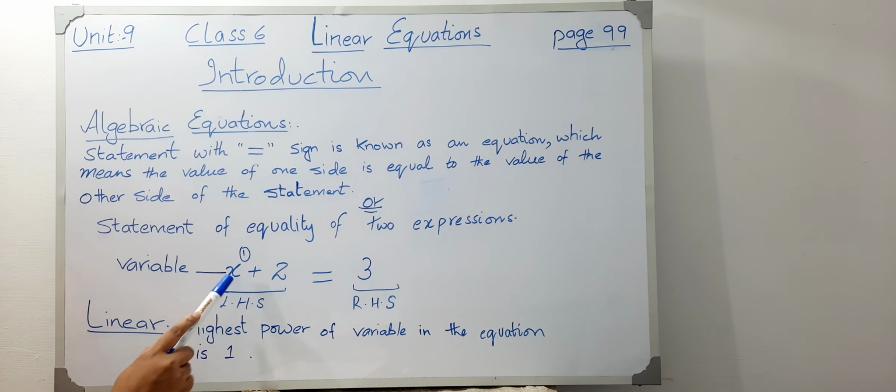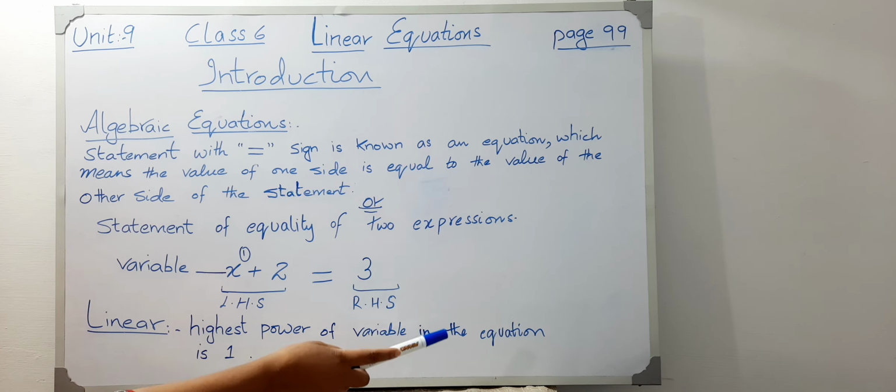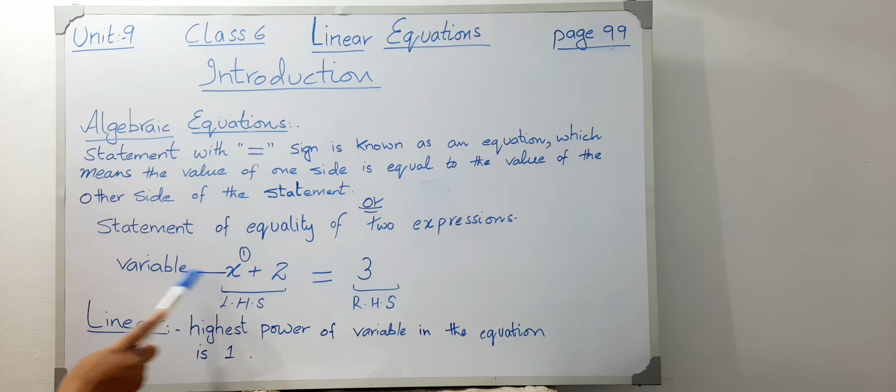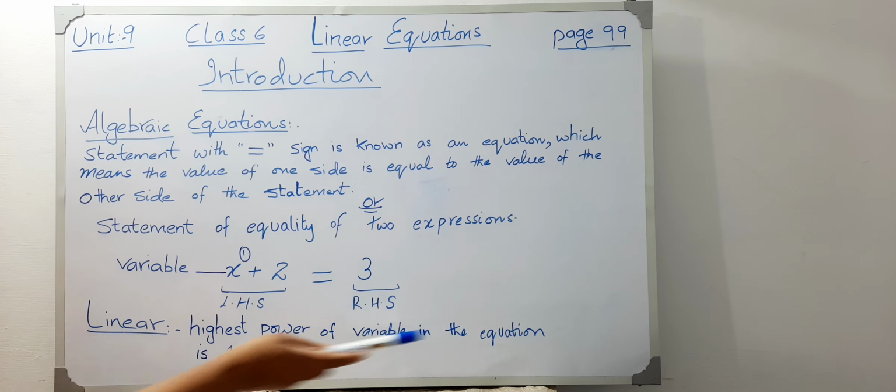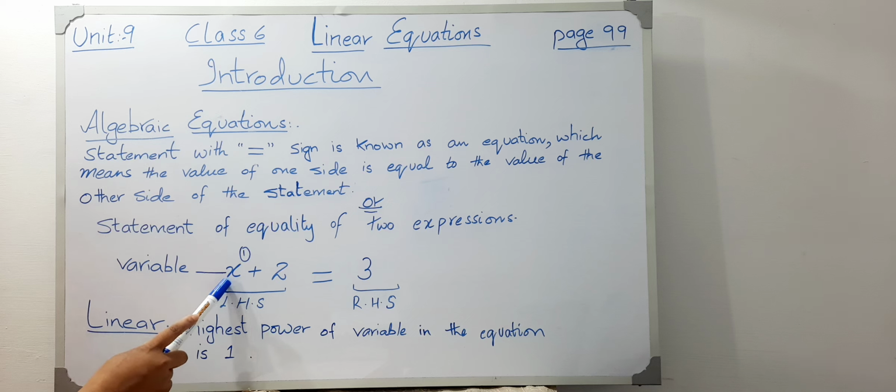You can see. And linear, what is linear? Linear means the highest power of the variable. Who is the variable? x is the variable in this statement. So the variable in the equation is x, and the highest power of the variable in the equation is 1. Now you can see this is a variable, the variable is x and the highest power is 1. So this is a linear equation. Let's see the definition of linear equation.